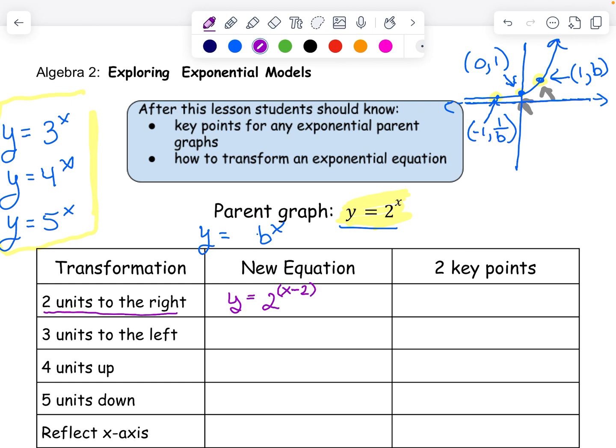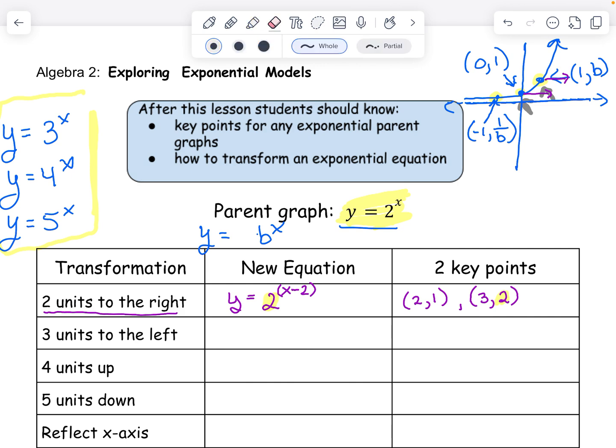So we would just take that whole graph, this whole graph here on the top, and go 2 units to the right, which means we're changing the x. So if we take the 0 and go 2 units to the right, we're at 2, or (2, 1), right? And then we take the next one, which is (1, b), and we're going to now be at (3, b), and our b is actually 2, because this is our base, right? Okay.